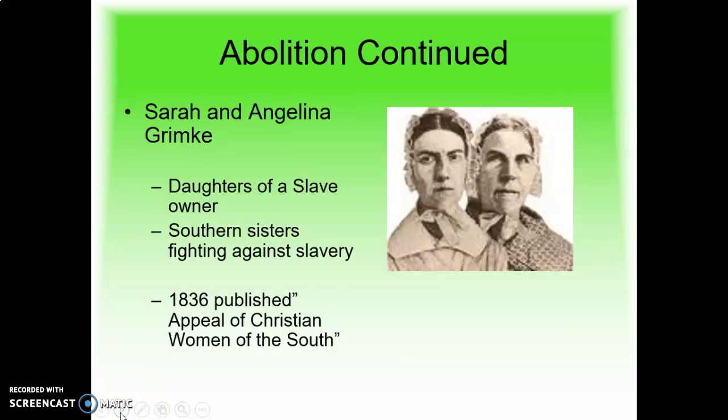So Sarah and Angelina Grimke are two daughters of a slave owner down in, I believe, the Charleston area in South Carolina. They're Southern sisters, and they write a book called Appeal to the Christian Women of the South in 1836. It's published, and they fight against slavery, and they talk about the abuses and what they had seen in their life.